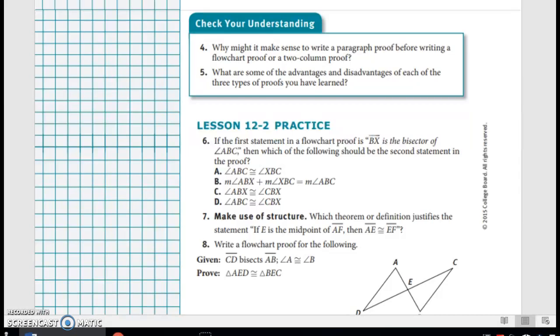Number 4 says, why might it make sense to write a paragraph proof before writing a flowchart proof or a 2-column proof? So please pause the video, think about it, and talk with your neighbor.